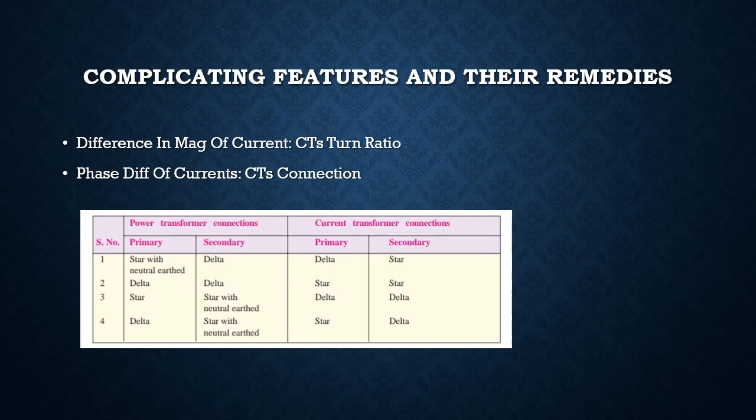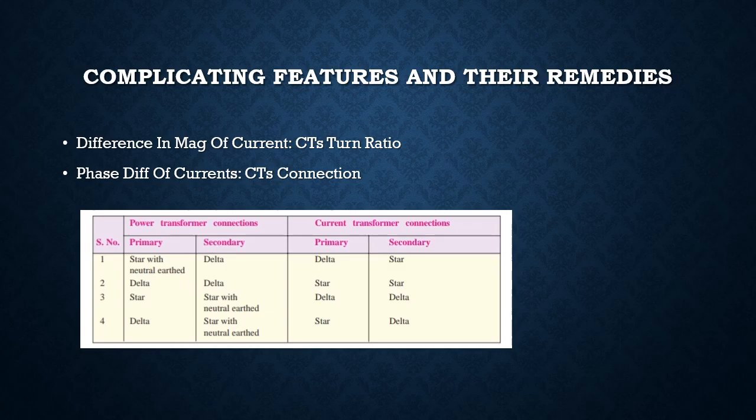So this is a problem. This is a complicating feature. What is the complicating feature here? The difference in magnitude of currents. This complicating feature, this problem, can be compensated by proper CT turns ratio for the CTs which are placed on both sides of the transformer.